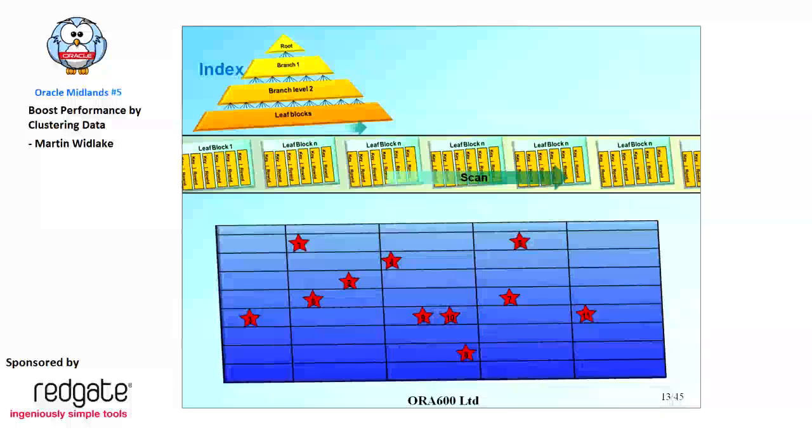If the clustering factor is close to the number of blocks, it's very ordered. It's very in line with the table. If it's very near to the number of rows, it's not a very ordered index. It matters not a jot if you're doing a primary key lookup. It matters like crazy if you're doing a range scan.